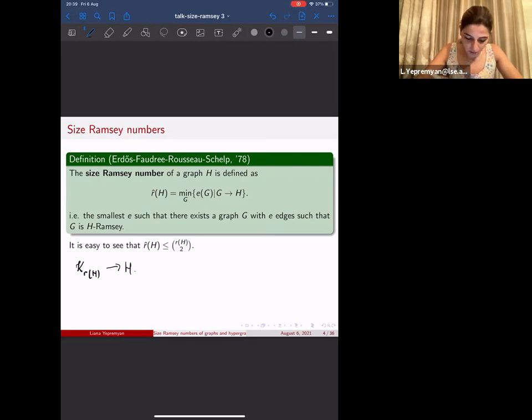So this is an upper bound, and in fact this bound is tight, and it was proven by Chvátal, and it's tight for H being the clique K_t. Okay, so we have this bound, and what people of course have tried to do is to understand the size Ramsey numbers of different graphs.